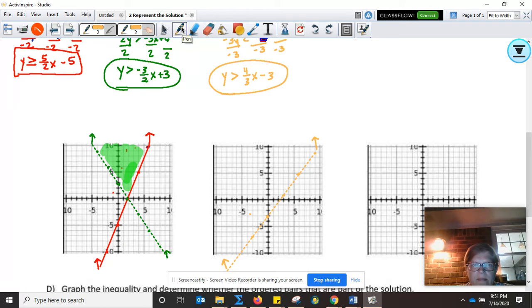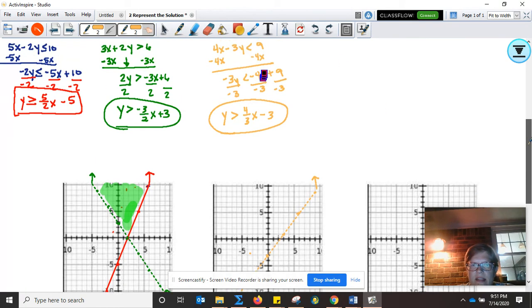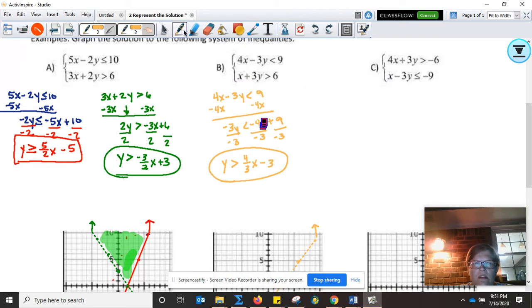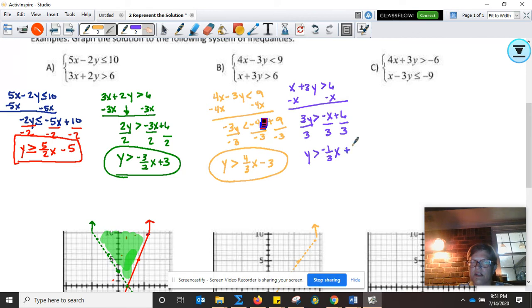Now for the second one. Okay, so let's go ahead and do the second equation. And I have x plus 3y is greater than 6. I'm going to solve for y, so I'm going to subtract x from both sides. 3y is greater than negative x plus 6. Divide every term by 3, and I have y is greater than negative 1/3 x plus 2.